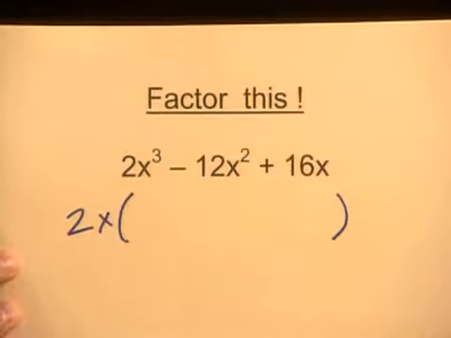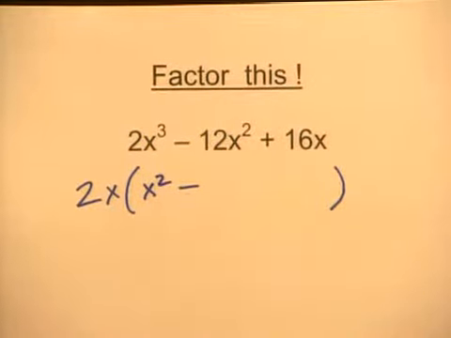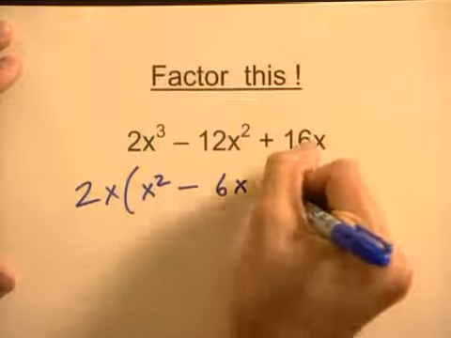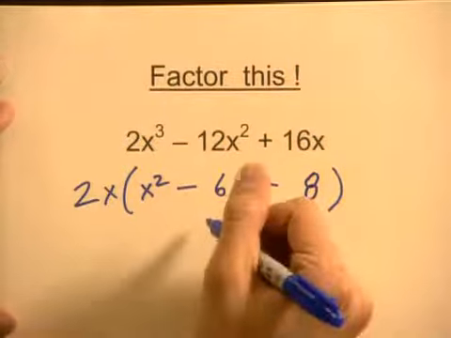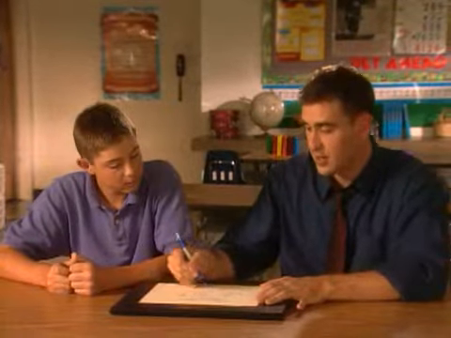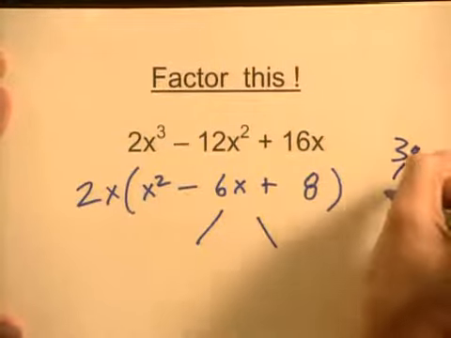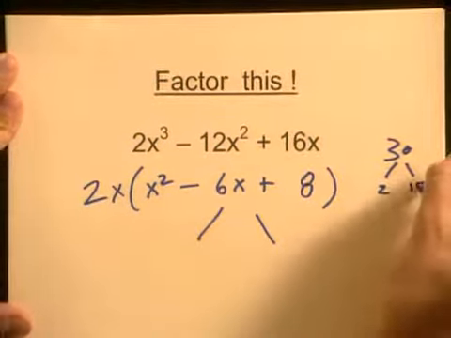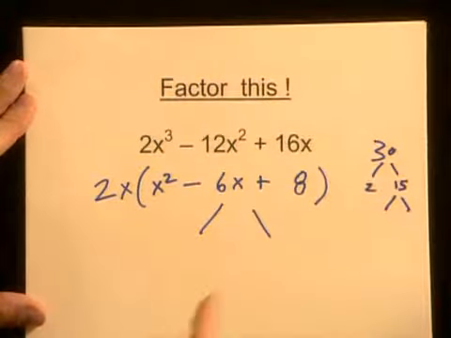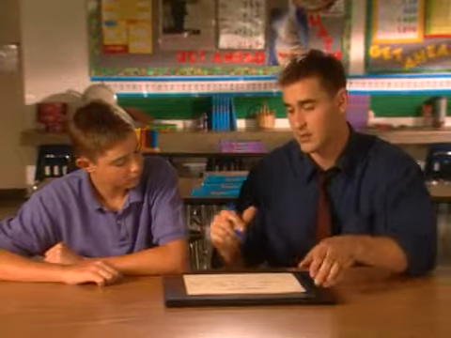2x times what makes 2x to the third? X squared. 2x times what makes 12x squared? 6x. That's right. And 2x times what makes 16x? 8. So here we're left with another quadratic trinomial, and we just learned how to factor that. We're going to do that on the next card. But I want to show you that this polynomial is more like the number 30, where, say, we pull out a 2 first and see that that's 2 times 15, and then we still have to factor 15. So we still have to factor this factor. But the 2x is an important factor, and we're going to leave it there.